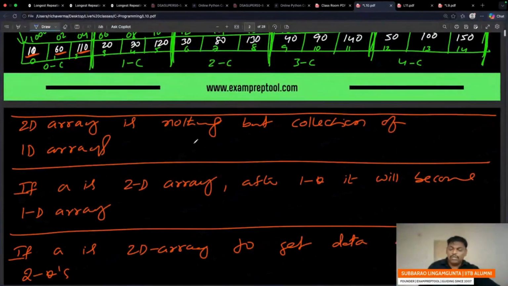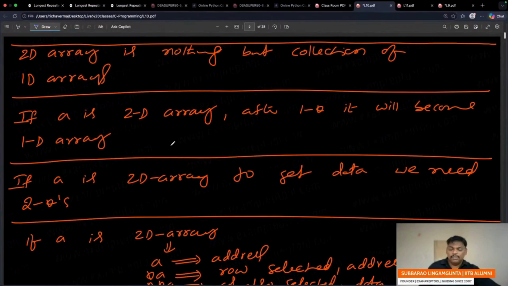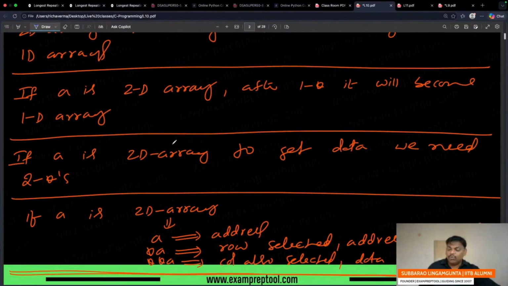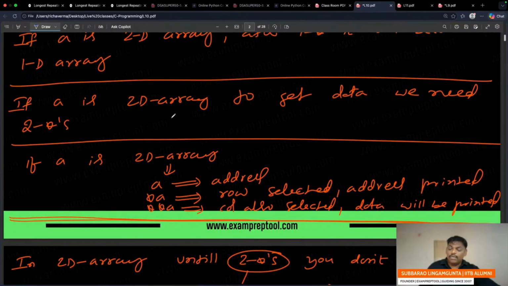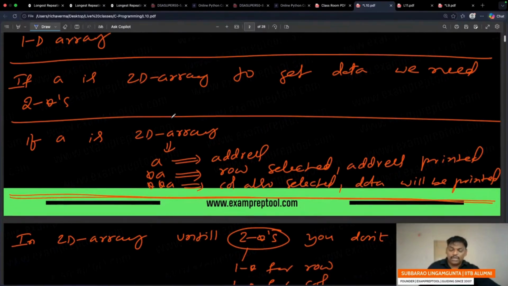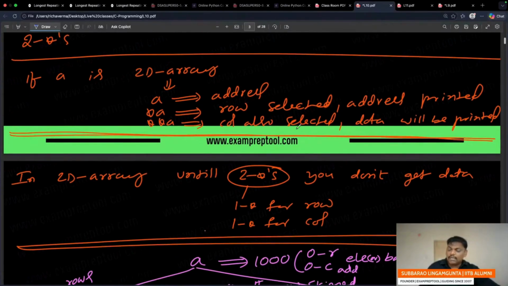Next one. A 2D array is nothing but a collection of 1D arrays. If A is a 2D array, after one star it will become a 1D array. To get data we need 2 stars. A also is an address. Star A, row selected but address printed. Star star A, column also selected but data will be printed.